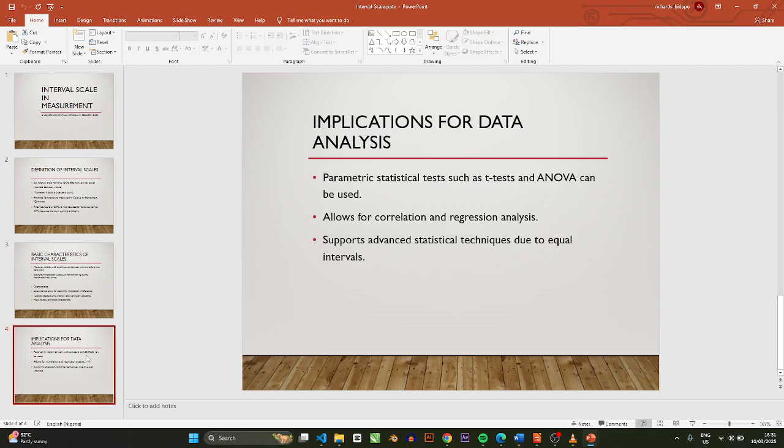What is the implication for data analysis when you're measuring on interval scale of measurement? We can use parametric statistical tests like the Student t-test and ANOVA. Also, we can do correlation and regression analysis, as the case may be. It also supports advanced statistical techniques due to equal interval.